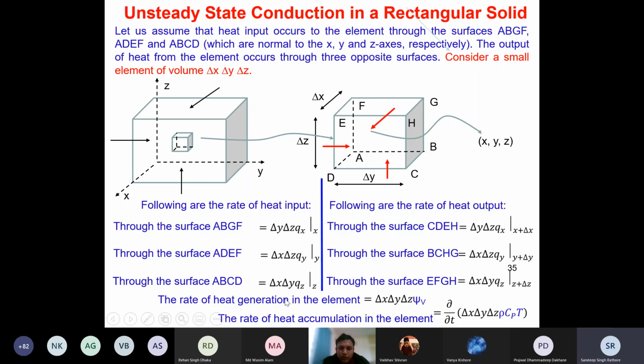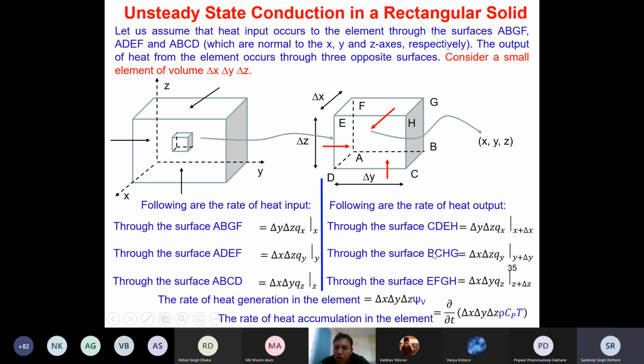Okay, so that's what we have written here, the equation. So the heat input through the ABCD face will be given by delta X delta Y, that is nothing but the cross-sectional area for the face ABCD, multiplied by the heat flux QZ at Z. Similarly, now look at the heat output. So heat output from the opposite face of ABGF is going to be CDEF, isn't it? So the heat output will be given by delta Y delta Z multiplied by the heat flux QX at X plus delta X.